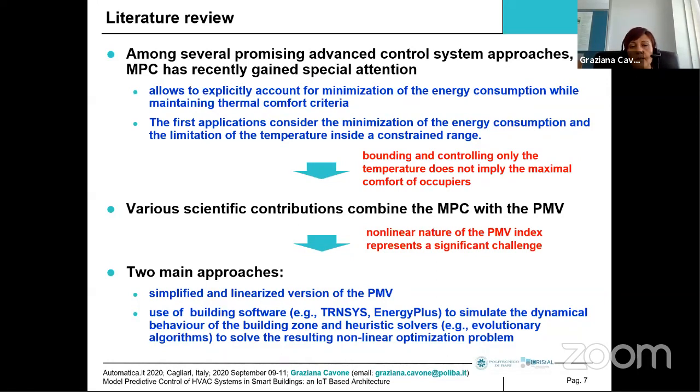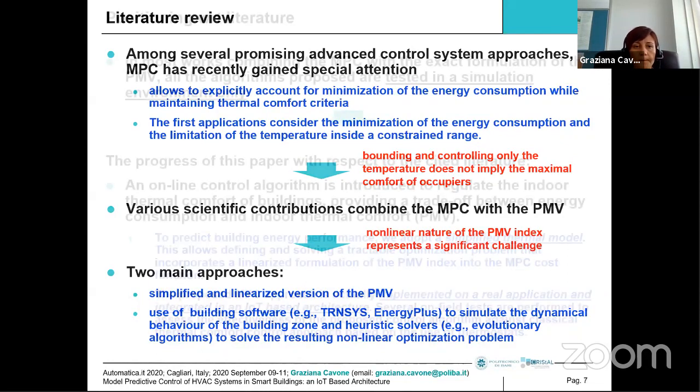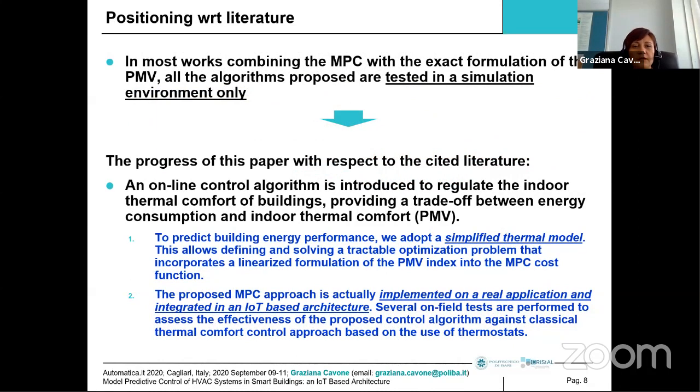So various contributions combine model predictive control and the PMV index. And the PMV index is a nonlinear index that, of course, represents a significant challenge in the context of model predictive control. So there are two main approaches to this challenge. On one hand, a simplified and linearized version of the PMV index, and on the other hand, the use of building software that simulates the dynamical behavior of the building zone and uses heuristic solvers to solve the resulting nonlinear optimization problem. So in most works that combine MPC with PMV, the algorithms are generally tested in simulation environments only.